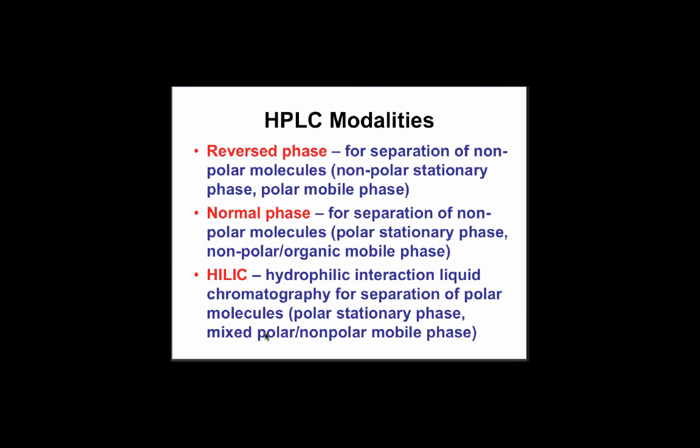Reverse phase, which is for non-polar molecules. So those are lipids, typically, if you think of them, or things that contain aromatic groups. So in reverse phase, the particles are very hydrophobic, and the mobile phase is usually a very polar solvent, like acetonitrile, water, methanol. Normal phase HPLC is usually used to separate non-polar molecules. In this case, instead of a non-polar stationary phase, you have a mildly polar stationary phase, and you use a non-polar mobile phase. Normal phase chromatography isn't as good as reverse phase, so it's not widely used.